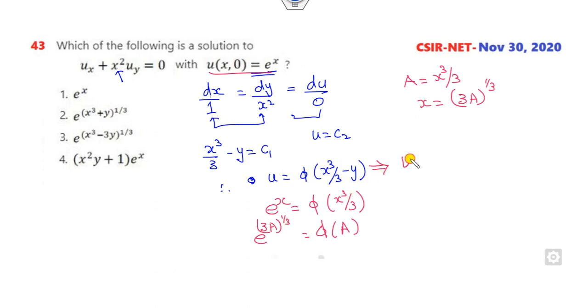Now substitute here. This is my a. This is phi of x. So this is e raised to power 3a, so x cube minus 3y, raised to power 1 by 3. So this is the right answer because this is part B, only one correct option, so C is the correct answer.